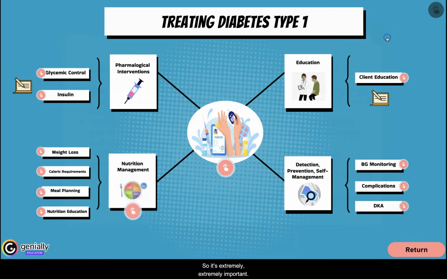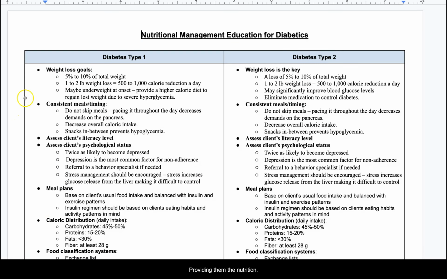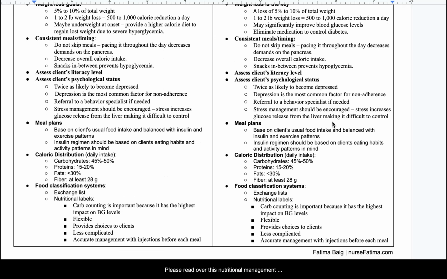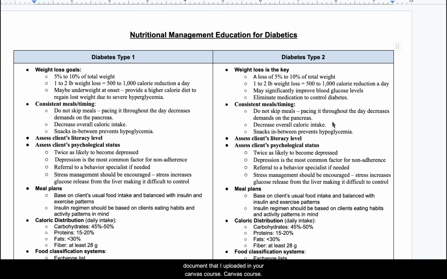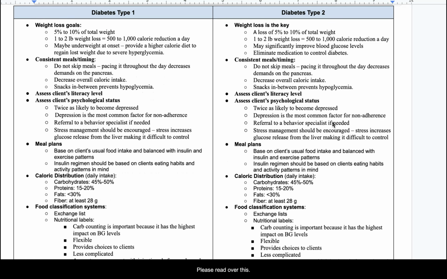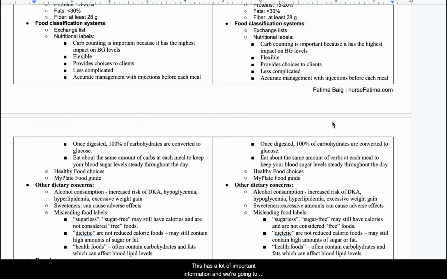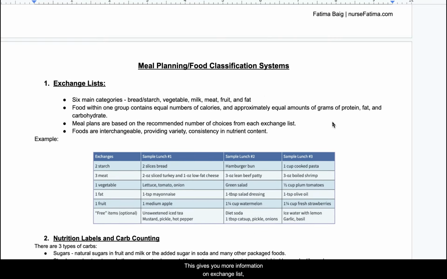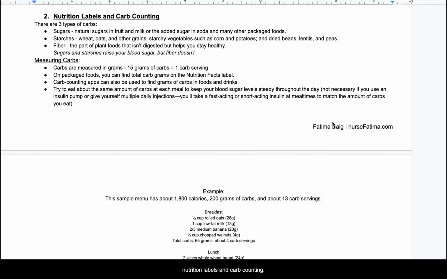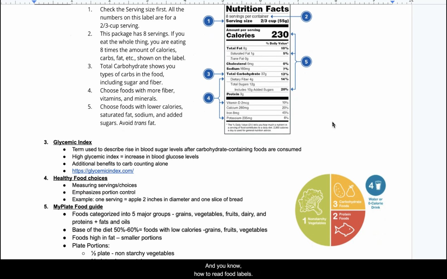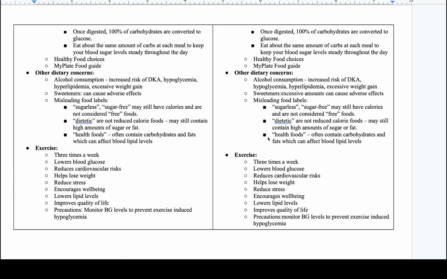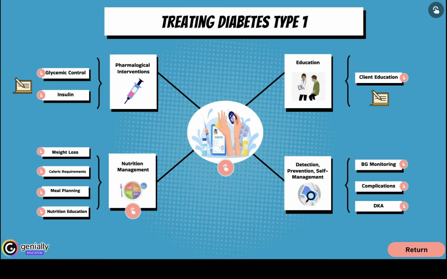So it's extremely, extremely important. Providing them the nutrition information is also important. Please read over this nutritional management document that I uploaded in your Canvas course. This has a lot of important information, and we're going to go over this in class as well, but please read over this before you come to class. This gives you more information on exchange lists, nutrition labels, and carb counting, and how to read food labels. What is glycemic index? It has links over here for you to read. Please go over this before you come to class.